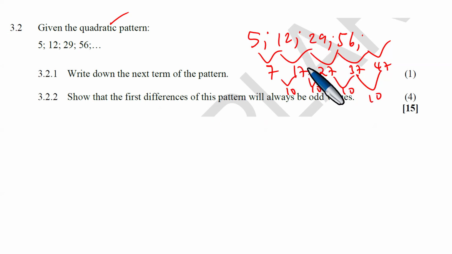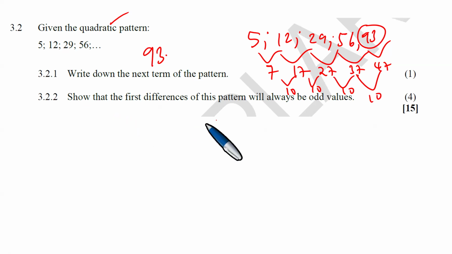You add 12 and 17, you get 29. You add 29 and 27, you get 56. 56 and 37 will give you what? Okay, 50 and 30 gives you 80, and then this is going to give you 93. So write down the next term of the pattern. It is exactly 93 there.